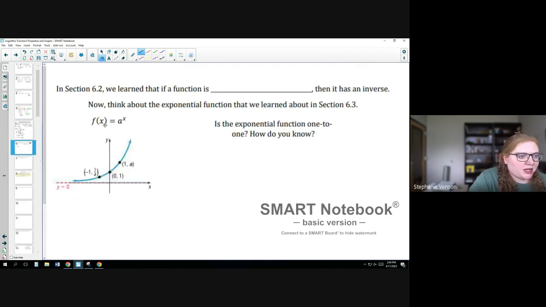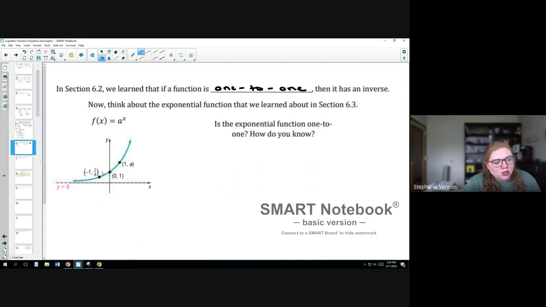All right, so let's see what's next. So it says in section 6.2, we learned that if a function is 1 to 1, then it has an inverse. So now I want you to think about the exponential function that we learned in the last lesson. This was the parent function that I gave you for the exponential function. We learned this function, and I told you to put this in your library of functions, and remember this as the parent function for an exponential graph.